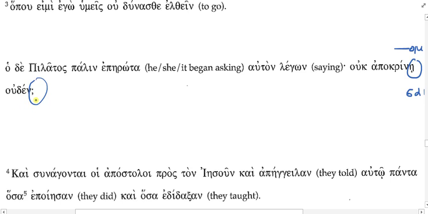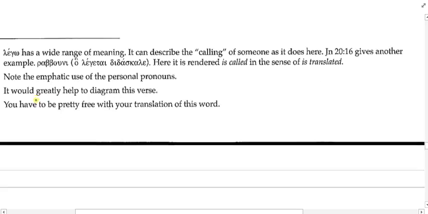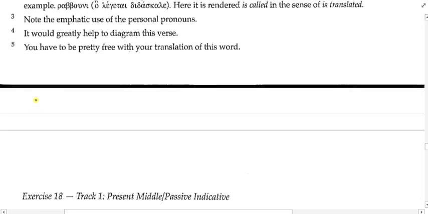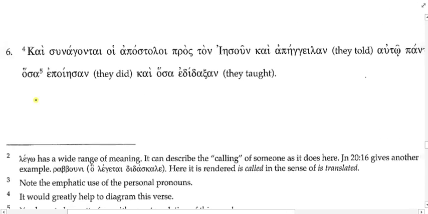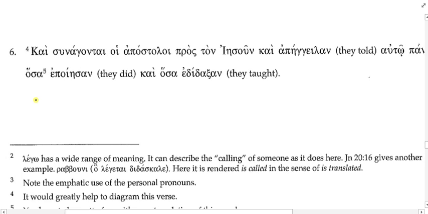Can you do number 6? Okay. Sure. Let's look at 6 here. All right. Shall we read it together out loud?